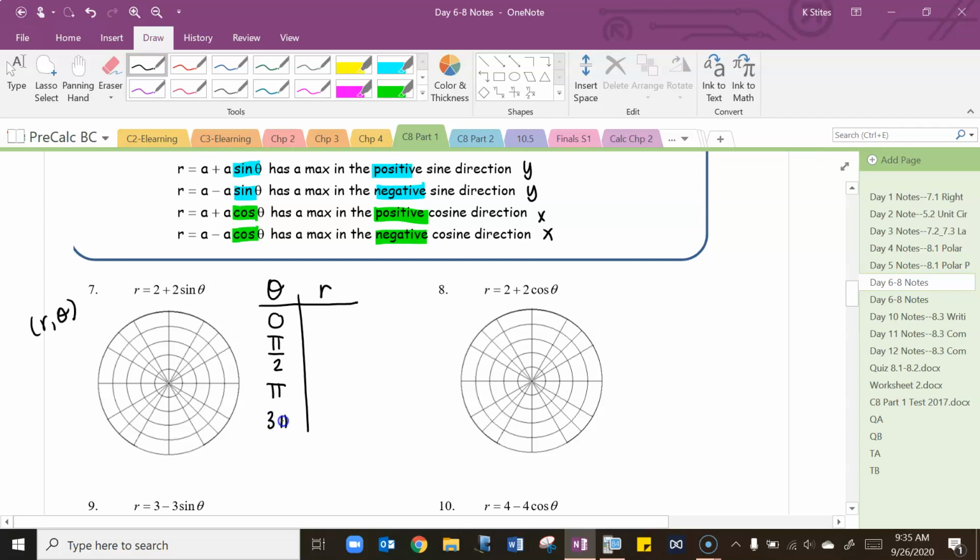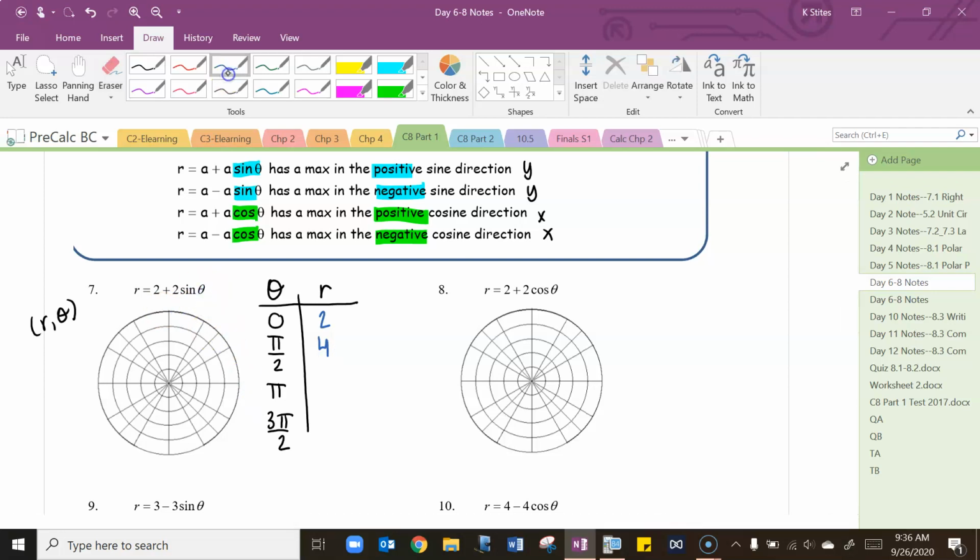All right, so these are the four angles that you're always going to use. And what we're going to do is plug each of these values in for theta. And if you know your unit circle, these should be pretty easy to calculate. Okay, so 2 plus 2 sine 0. Well, 0 is over here. Sine of 0 is 0. So it's just 2. Okay, 2 plus 2 sine pi over 2. Sine of pi over 2 is 1. 2 times 1 is 2, plus 2 is 4.